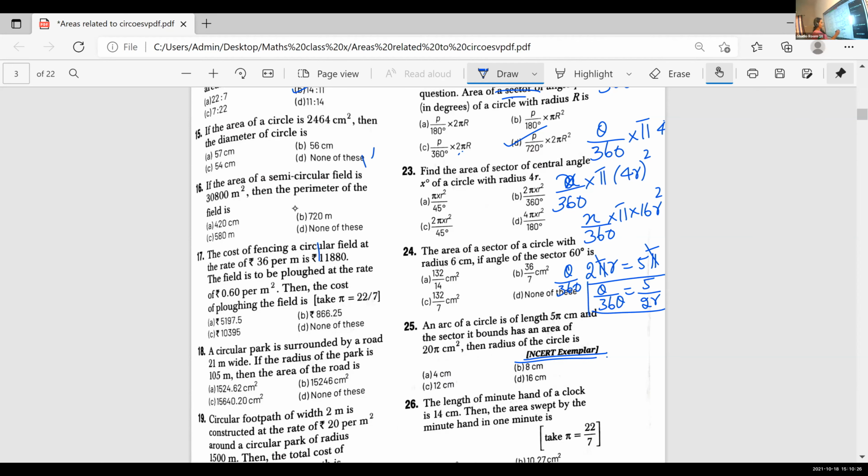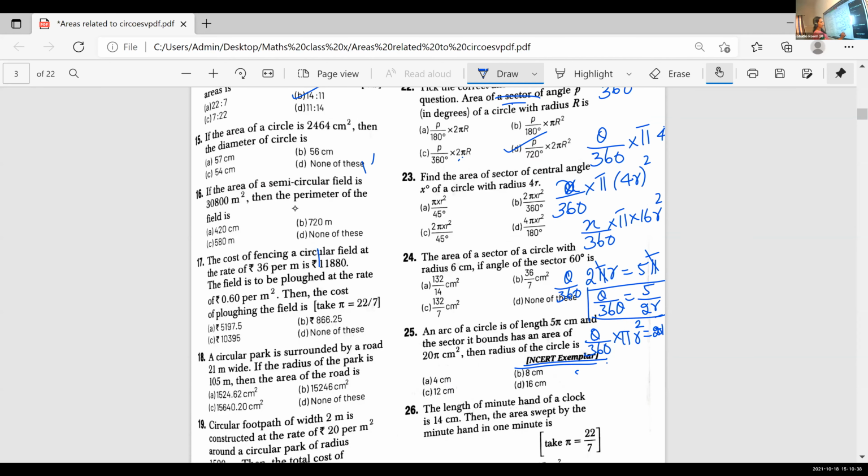Now you start with area. Area of the sector is theta by 360 into pi r square. It is given as 20 pi. Theta by 360 we have calculated as 5 by 2r. So 5 by 2r into pi r square is 20 pi. Pi will get cancelled, one r will get cancelled. So what is r? 20 into 2 by 5. So r is 8 centimeter.